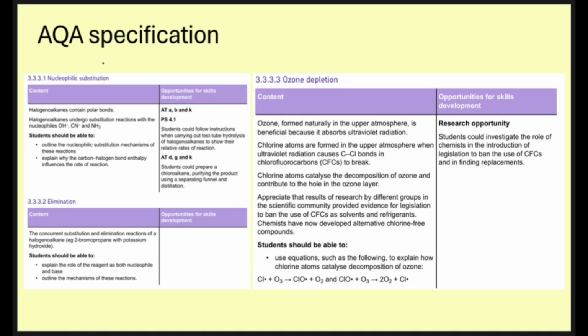So, starting with nucleophilic substitution, we need to know that halogenoalkanes contain polar bonds, which, if we remember from previous sessions, are bonds where you have 2 opposing forces, so the positive and negative side, causing an atom to have a dipole. Halogenoalkanes undergo substitution reactions with the nucleophiles OH-, CN- and NH3. So that's ammonia, hydroxide ions and cyanide ions.